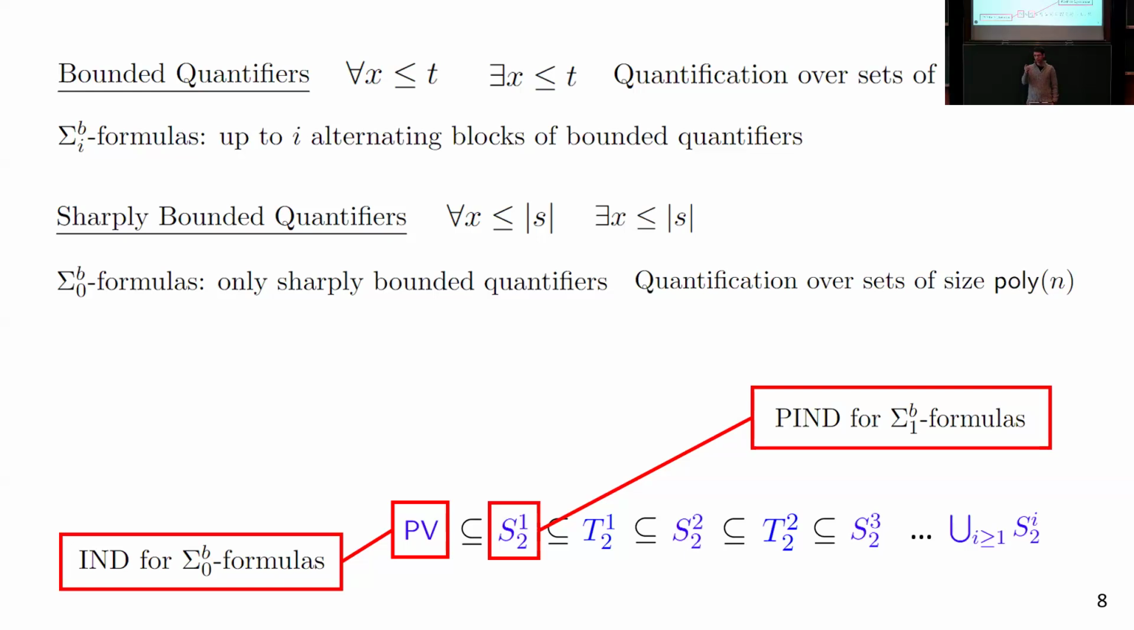Yes? You don't allow sharply bounded quantifiers in general sigma Bi formulas for free, do you? Yeah, I'm kind of sweeping this kind of thing under the rug. Okay, good. Yes, thank you.